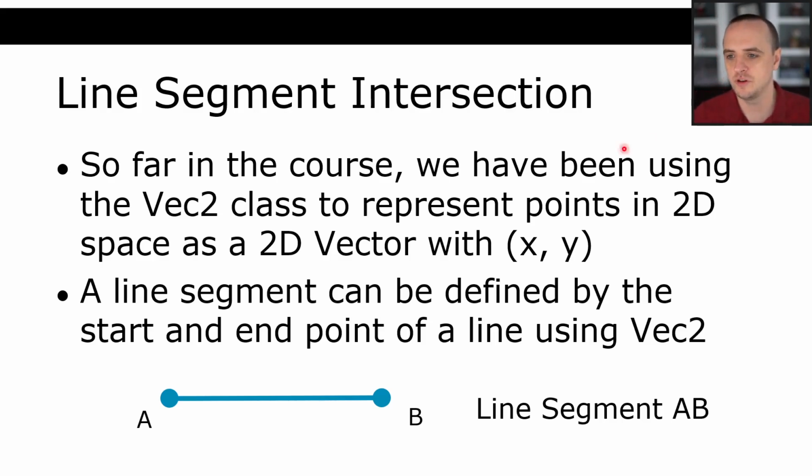So far in this course, we've been using the vec2 class to represent points in 2D space as a 2D vector with x and y. This is really convenient for this particular lecture, because a line segment can be defined by the start and end point of a line using vec2s. If I have a point A, a vec2 variable with some x and y, and a variable B, which is another vec2 with some x and y, then this is line segment AB, because it goes from point A to point B.